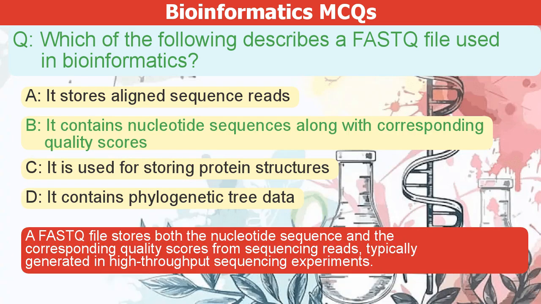The correct answer is B. A FASTQ file stores both the nucleotide sequence and the corresponding quality scores from sequencing reads, typically generated in high-throughput sequencing experiments.